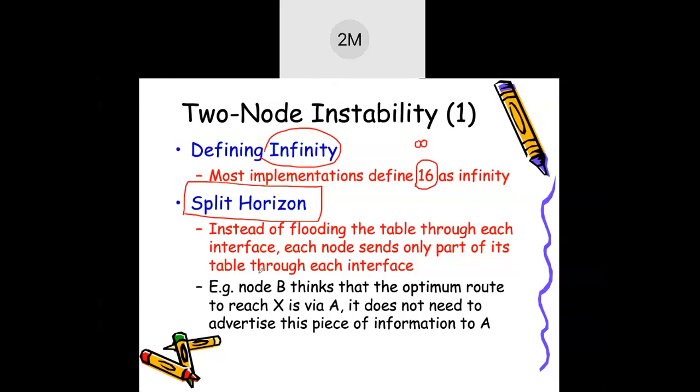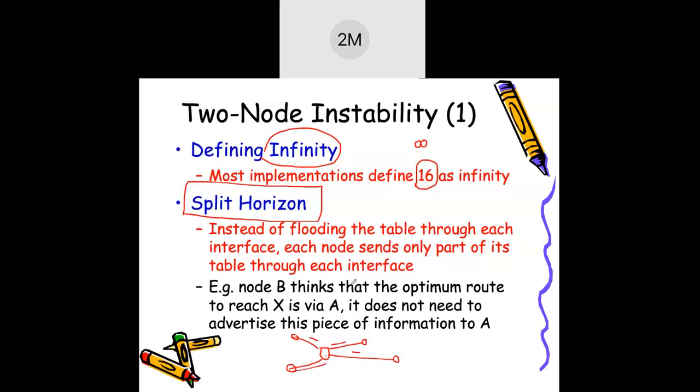So split horizon is, instead of flooding the table, means instead of sending the table to all the connected nodes, suppose this router is connected to this, and this. Normally what happens, this will exchange the table with all the routers.